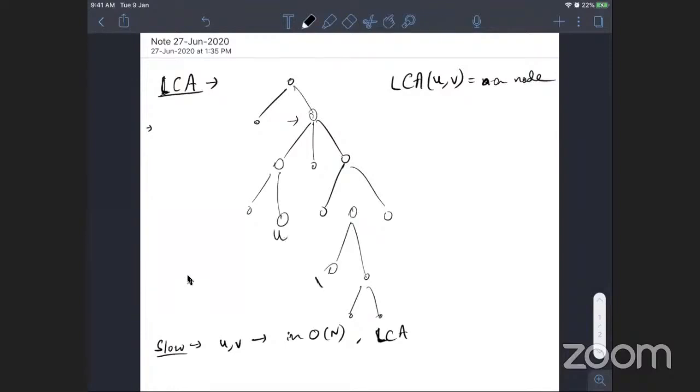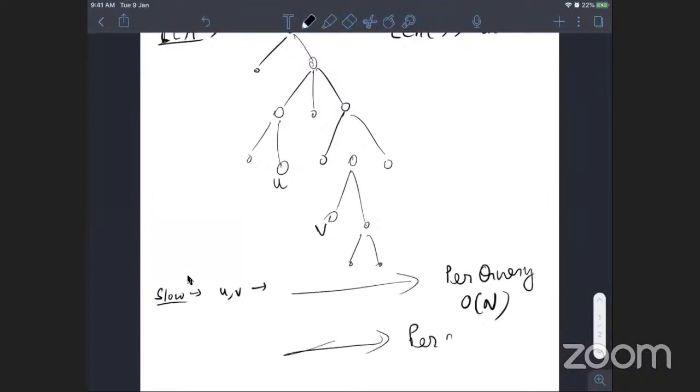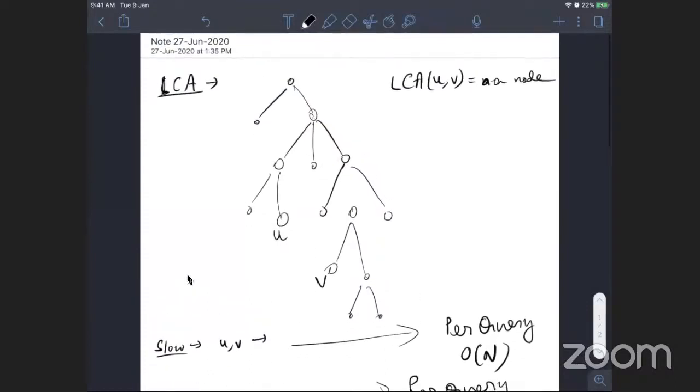This was U, this was V. So for the slow method, the idea is that in either method, you first have to do a DFS on the tree and get some information about the tree. And then this slow method is O(n) per query. That's the slow method. And the fast method is O(log n) per query. So that's what we'll be aiming for. But we'll first go through the slow method so that you guys at least understand it.